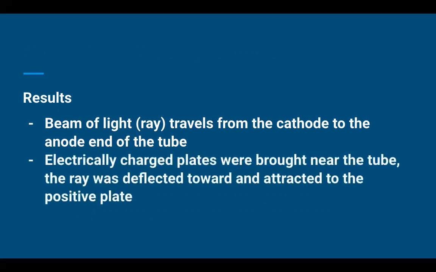When we took two electrically charged plates, one that was positive and one that was negative, and we placed those on either side of our cathode ray tube, we were able to deflect the beam away from our negative and attract it to our positive. Because it was attracted to the positive, we can start to make some conclusions about the charge of the particle that is causing that.